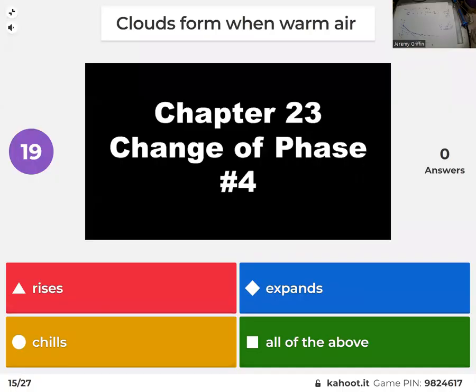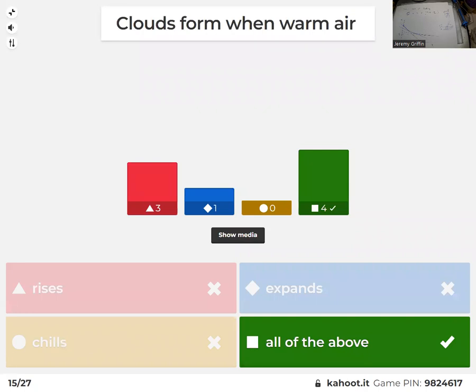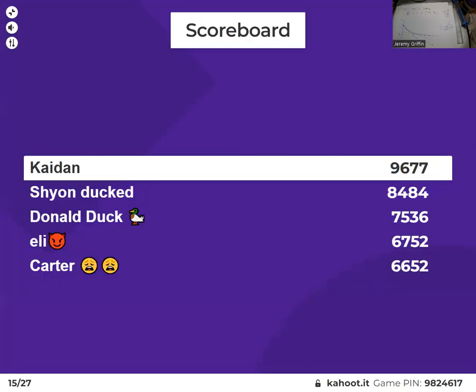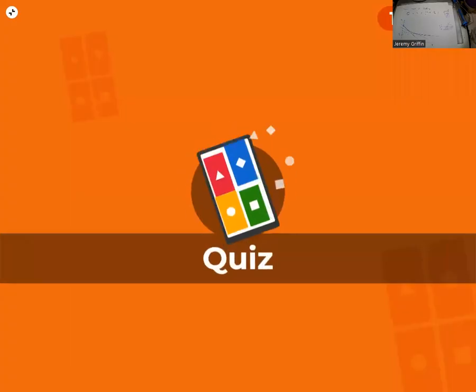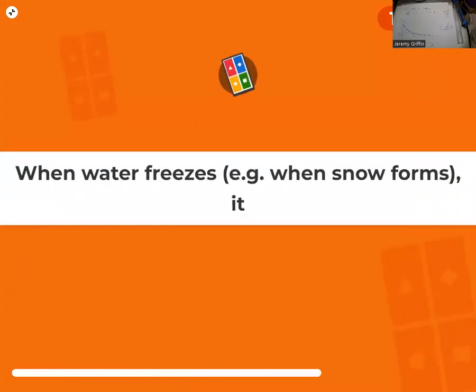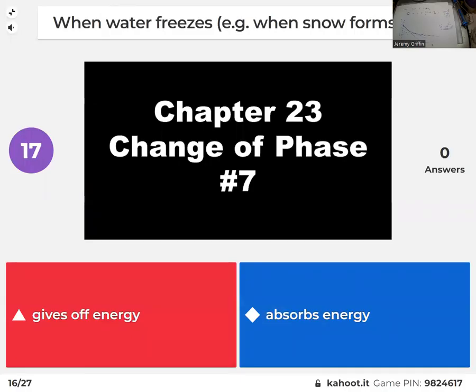Clouds form when warm air. Yeah. Actually, that's a sequential process. So the warm air rises, expands, chills, condensates, forms cloud. There you go. In that order. Rises, expands, and chills. Thank you. Clouds. No problem. When water freezes. Is that exothermic or endothermic? Water freezes.